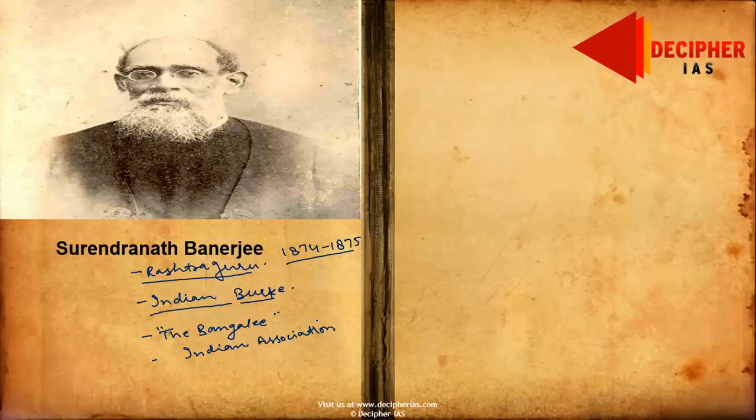Banerjee supported the Morley-Minto reforms, which were introduced in 1909. So he supported these reforms, which were resented and ridiculed as insufficient and meaningless by the vast majority of the Indian public and the nationalist politicians. But Banerjee was in support of these reforms. Banerjee was a critic of the proposed method of civil disobedience advocated by Mahatma Gandhi. This was it from Surendranath Banerjee.